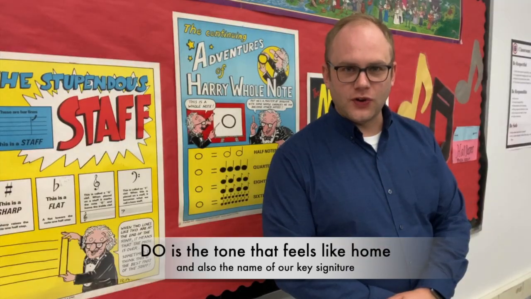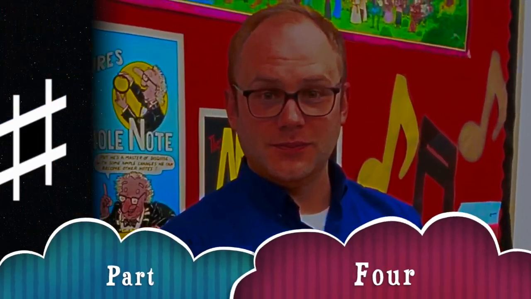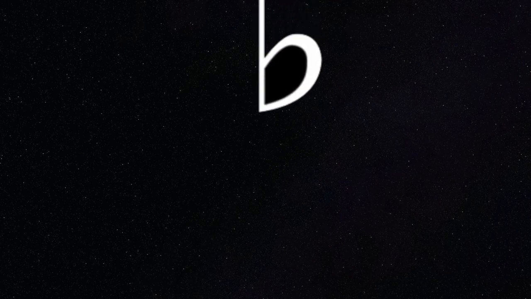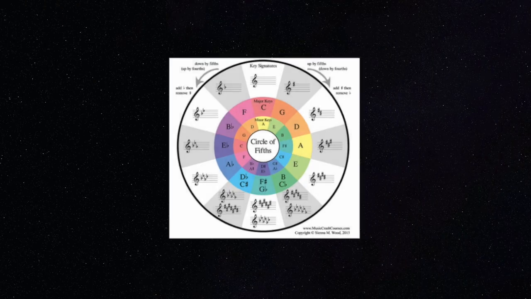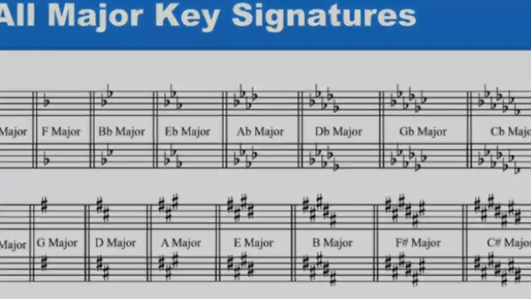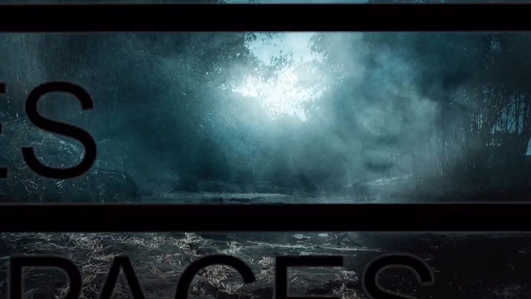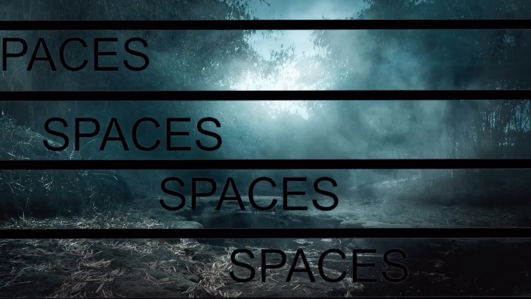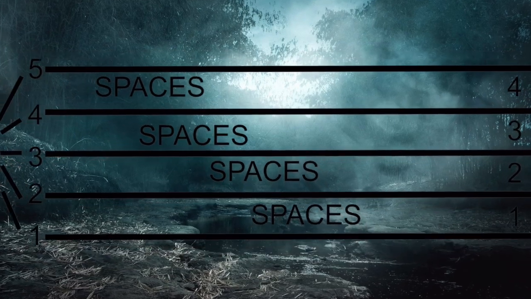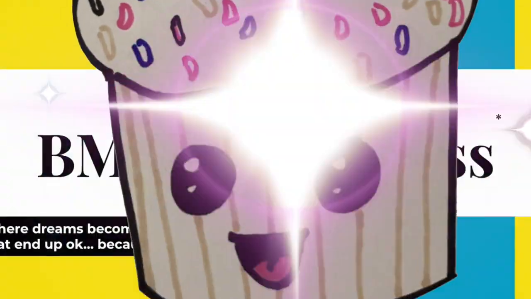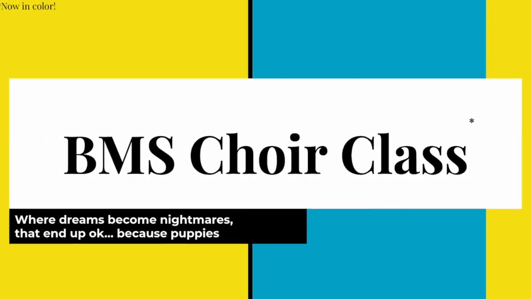And it's also do. Sharp signs, flat signs, the circle of fifths, key signatures, and the spaces and lines of the musical staff. Is it all real or some twisted nightmare? Find out here in the choir class.